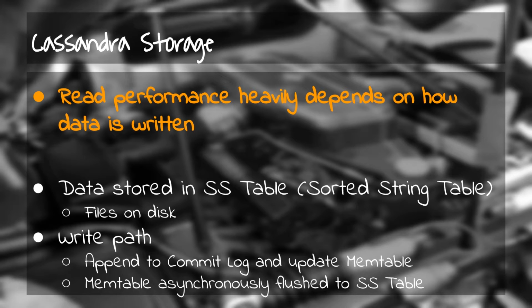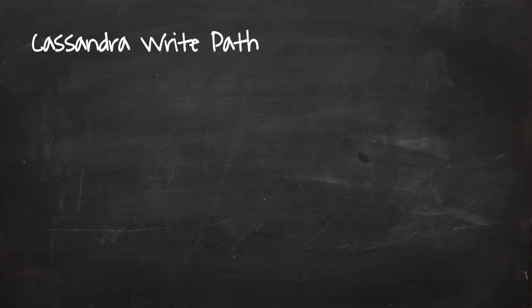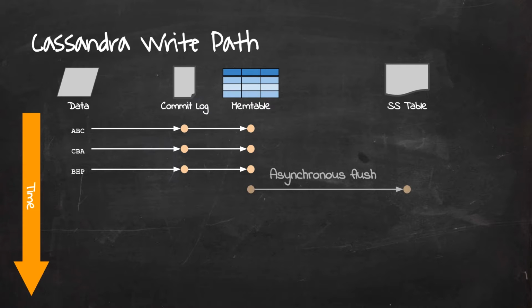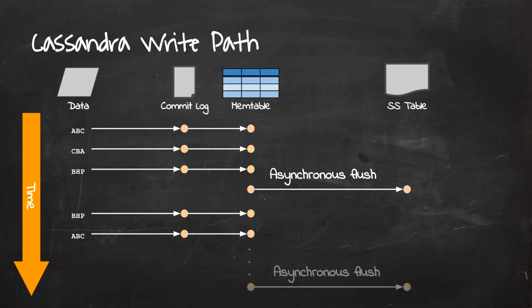So I'll put up a sequence diagram to explain how this works in our particular case. You've got data, commit log, mem table, and SS tables. In our case, we had instrument data coming in. It was going into the commit log, going to the mem table. Then at some point later, this data was getting flushed to an SS table. And so that went on. You can see instrument data coming in and getting written.